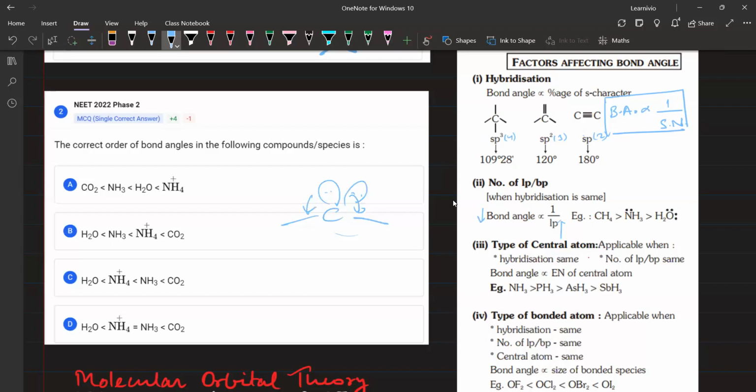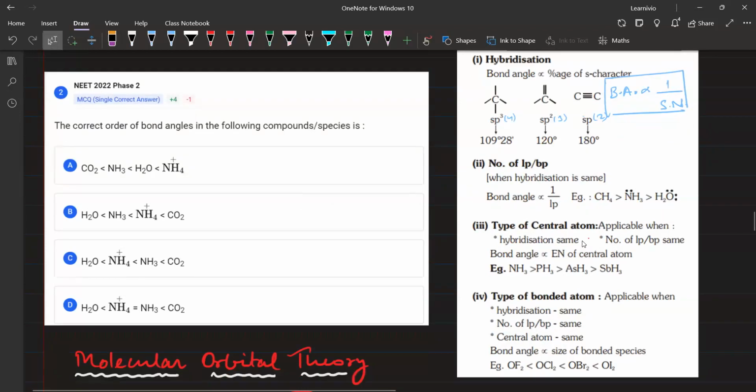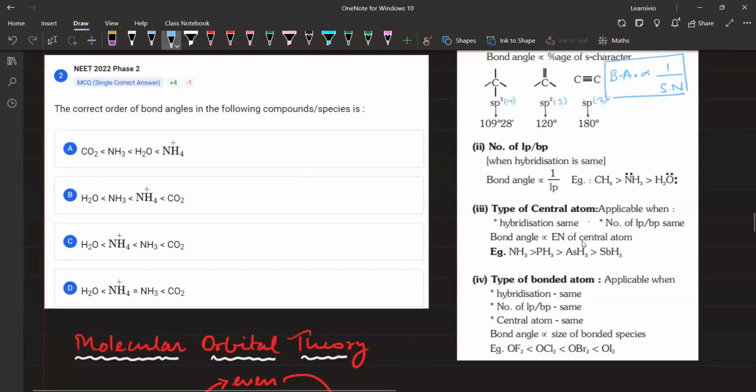Next is the central atom. Again, here you can see that the hybridization is the same, and the number of lone pairs and bond pairs is also the same. Then the bond angle is directly proportional to the electronegativity of the central atom. For example, if I have NH3, PH3, AsH3, and SbH3, all of these have the same hybridization, the same number of lone pairs. All of them have one lone pair. Now, the bond angle will depend on the central atom's electronegativity.